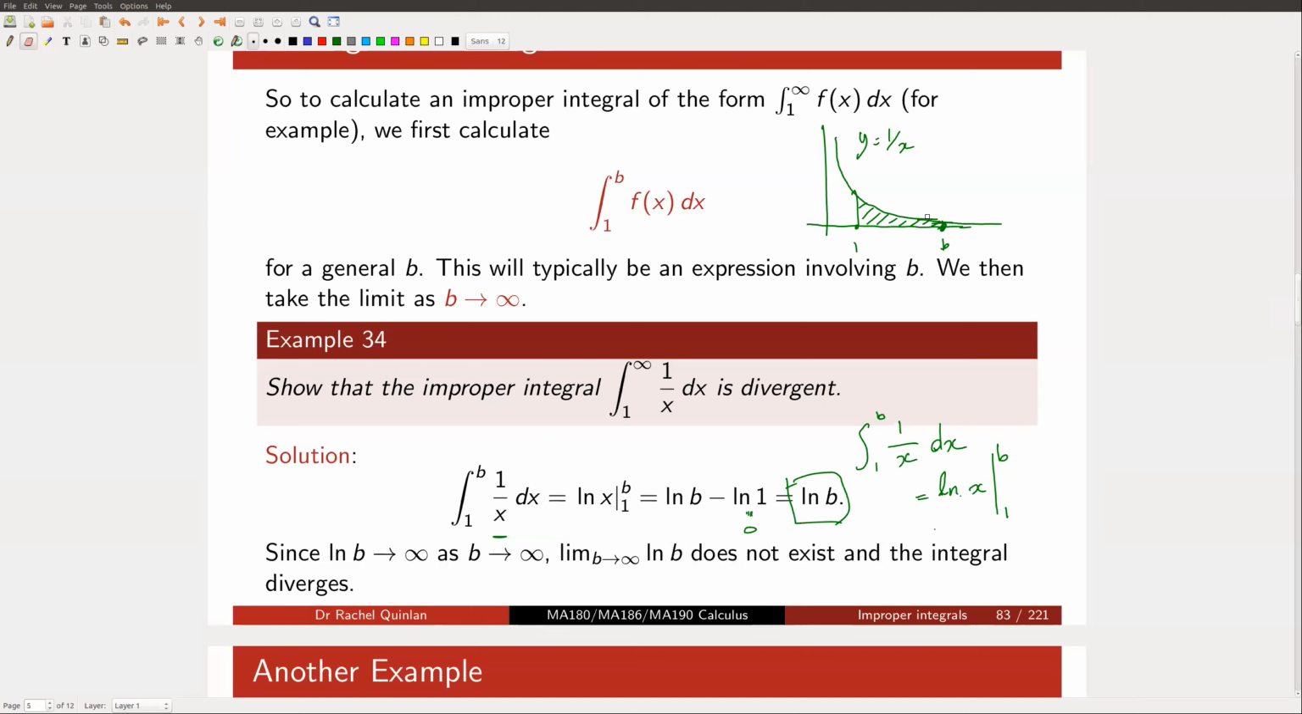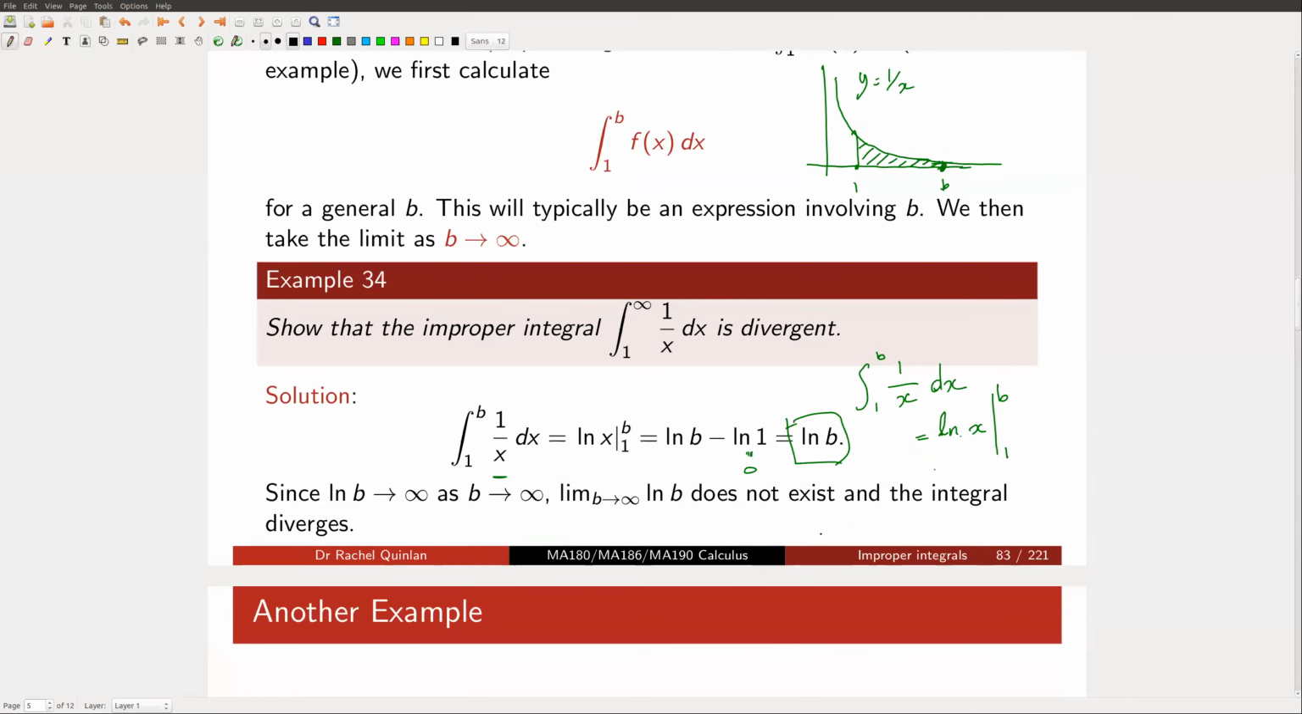So the limit of log b as b goes to infinity is infinite. As b goes to infinity, log b goes to infinity, and that's telling us that the area of that entire region to the right of 1 under the graph y equals 1 over x is infinite. How you conceptualize this is another almost philosophical question.